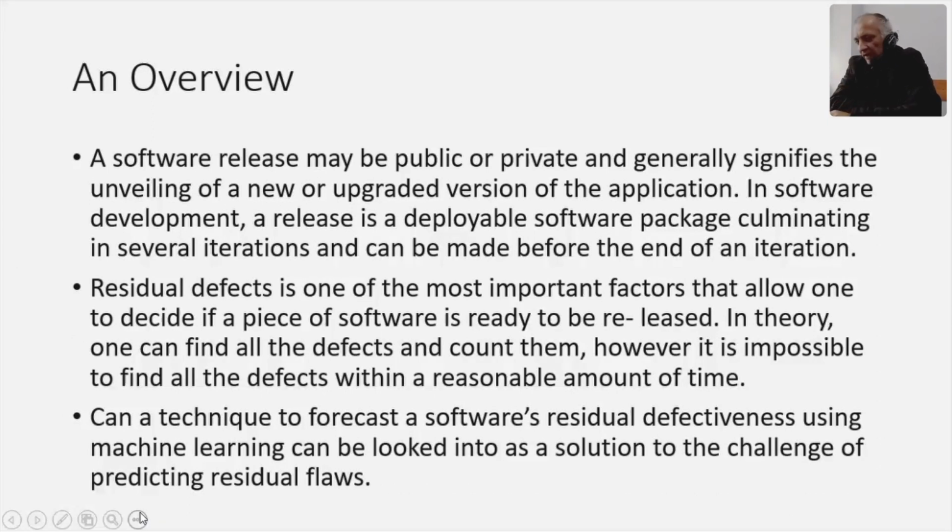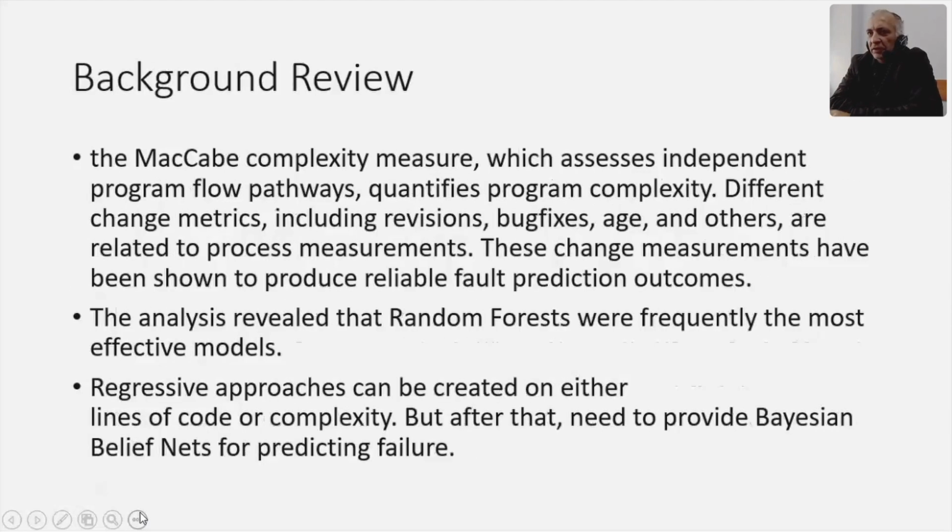Having said the overview, we go to the background review of some of the aspects related to machine learning in software analysis and fault diagnosis. One of the oldest that we find is the McCabe complexity measure, which assesses independent program flow pathways and quantifies program complexity, along with different change metrics, including revisions, bug fixes, etc. This is one of the more traditional and earliest approaches.